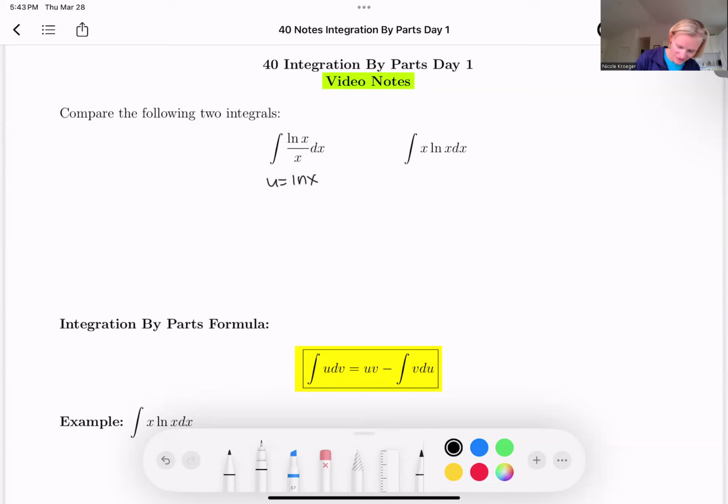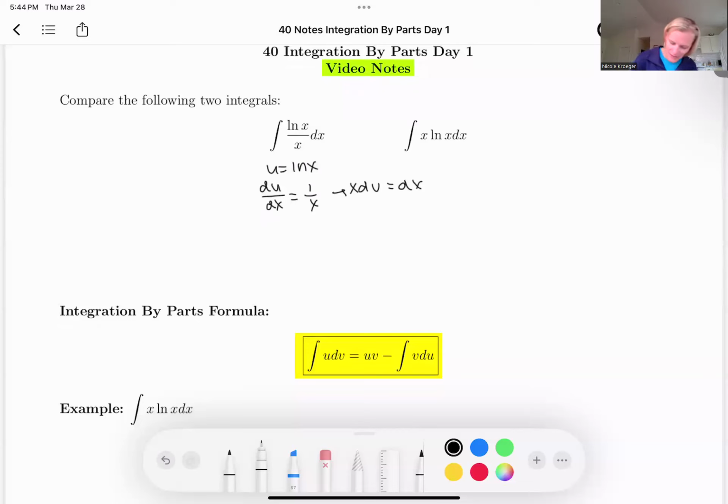So in this first case, I could choose u to be ln of x, du over dx is 1 over x. And so then we get du times x is dx. And this would be the same in both cases. So let's try and rewrite both integrals using this. My integral on the left becomes ln of x over x times x. Okay, it becomes u over x times x du.